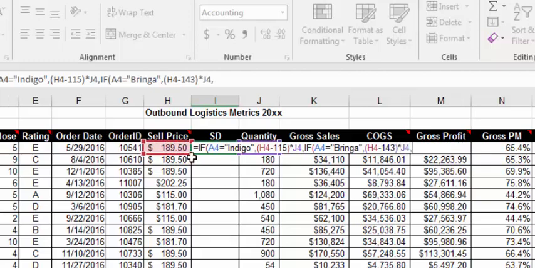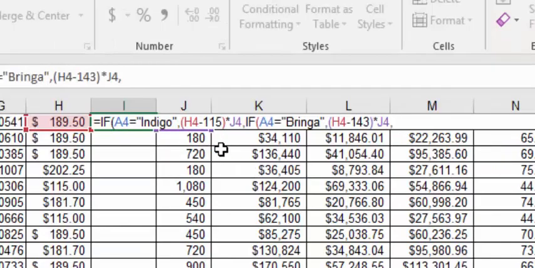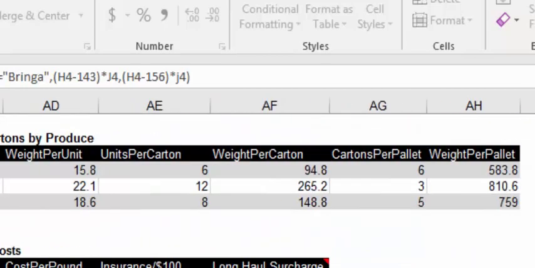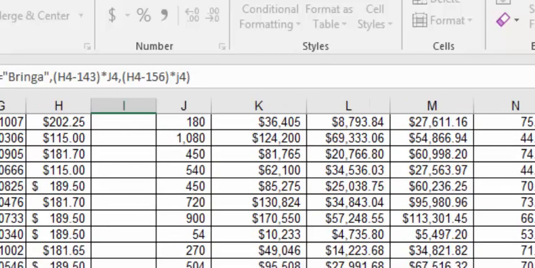So first we check to see if the product is Indigo, then calculate the difference, right? The price we sold it for minus the price we're supposed to sell it at times the quantity. If it's not Indigo, it'll automatically kick into the next if statement and look for Bringa and do the math on Bringa, comma, now there's only one left, which is Fluky, and we take the same calculation. We do H minus 156 times J4, and we'll close that bracket. Now let me just double check that Fluky is 156. That's right.